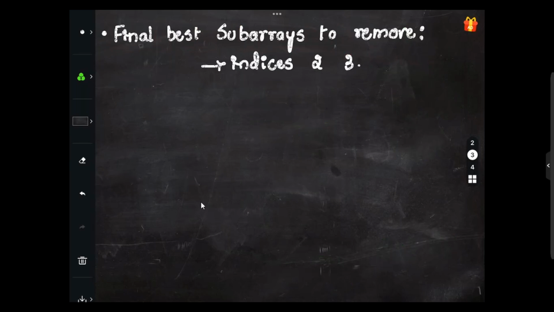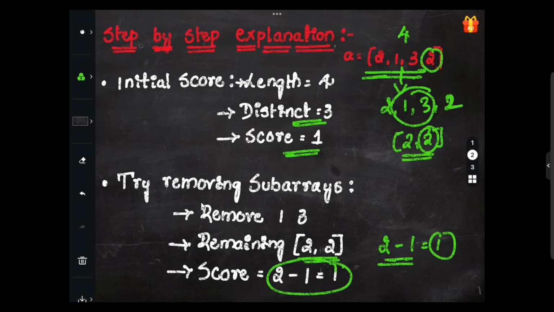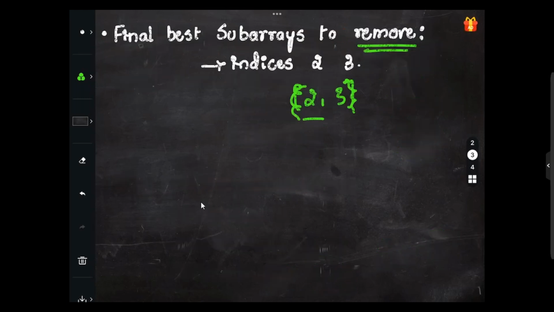So the final best subarray to remove here will be 2 comma 3. So here the final subarray that we can remove is this one, 2 and 3, right? So 2 and 3 means the length will be quite obviously 1 because this is repeated. If we remove 2 and 3, we will be removing these three things, so only one will be left here in this case. So the final subarray to remove will be quite obviously the indices 2 and 3 in this case, right?